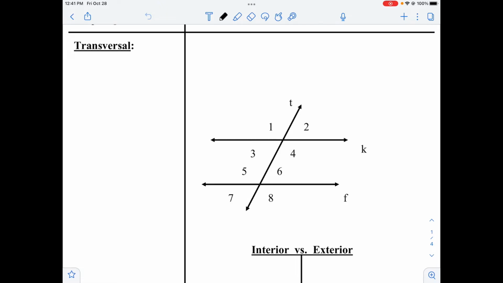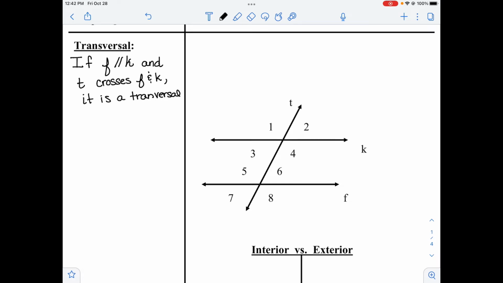So we're going to look at this picture here, and we have a set of parallel lines, K and F, and then we have a line cutting through them that is T. That is a transversal. So we need to think about a statement that we can make. So we can say if line F is parallel to line K, and T crosses F and K, then it is a transversal.